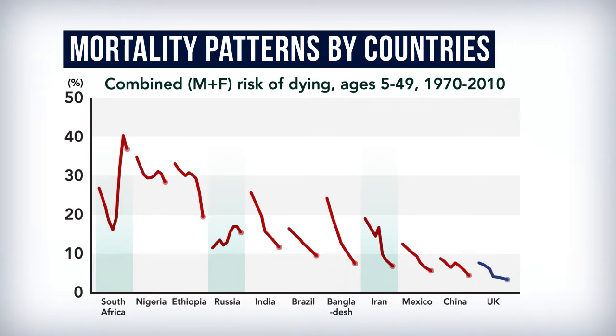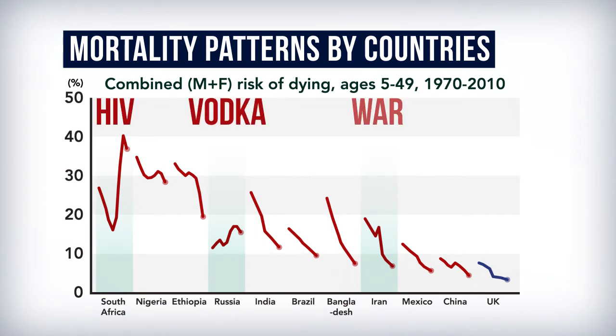Well, what's going on? Well, it's very simple. HIV, vodka, and war. The effects in South Africa are due to HIV. The main effects in Russia are due to the vodka crisis, particularly affecting men, but also women. And in Iran, the big increase was in male mortality because of the war with Iraq in the early 1980s. So an obvious message to achieve low death rates is to avoid HIV, vodka, and war.